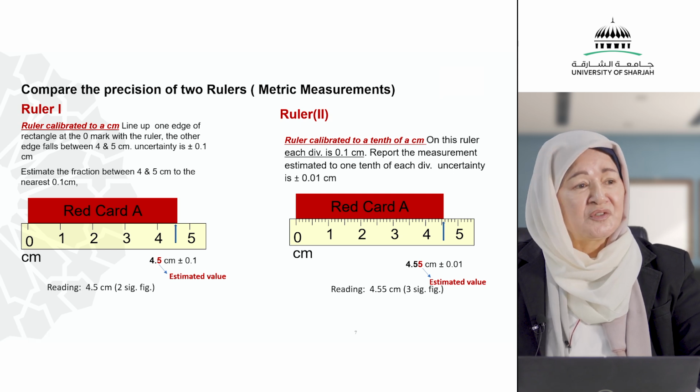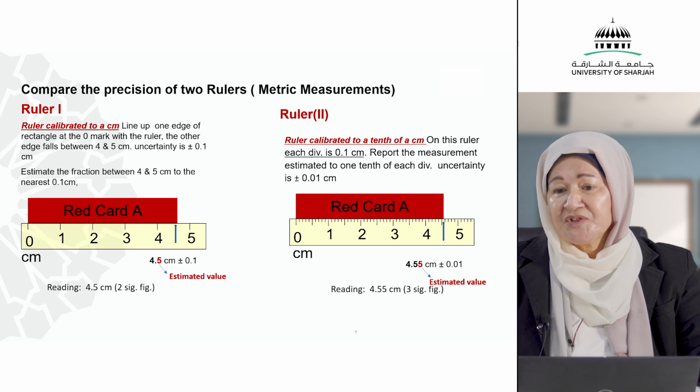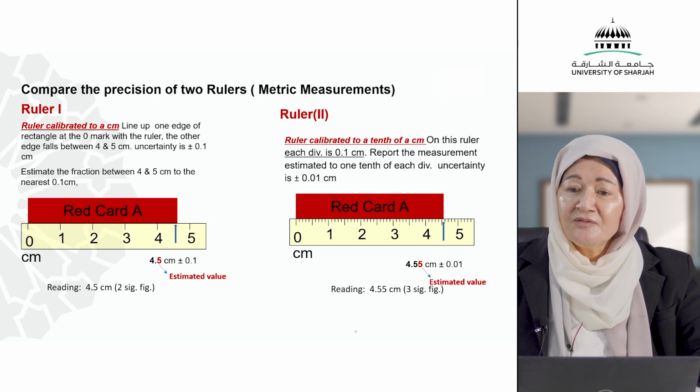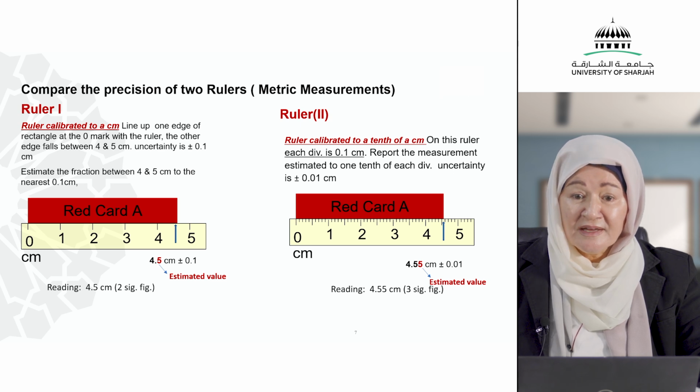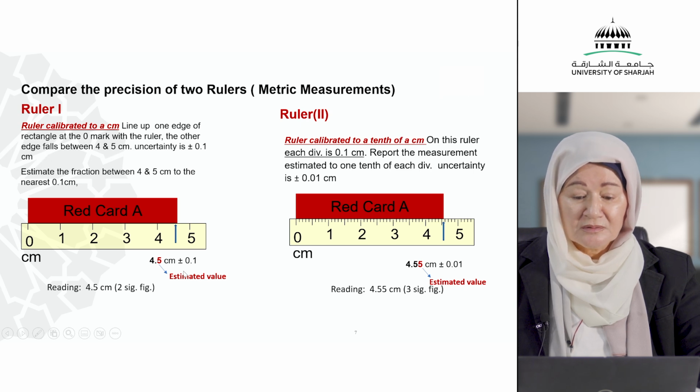Why? Because one of the students, Miss, may not find it 4.5. They didn't read it as 4.5. They saw it as 4.4 or 4.6. I tell them, yes, you're right. Therefore, it is within plus or minus 0.1.